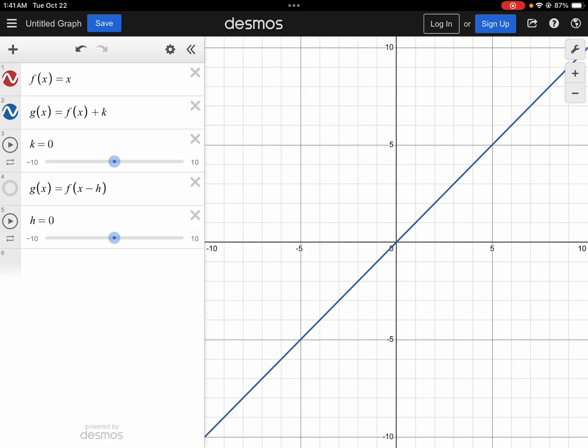Notice I've got f of x equals x. That's my orange line, which I covered up with the blue line. And what I'm going to do is add something on to my function. And you can see, as I add that on, it moves it up and down. Now, it should kind of make sense because you're just changing the y-intercept, aren't you? So if you add something on to your function, it just puts it up and down.